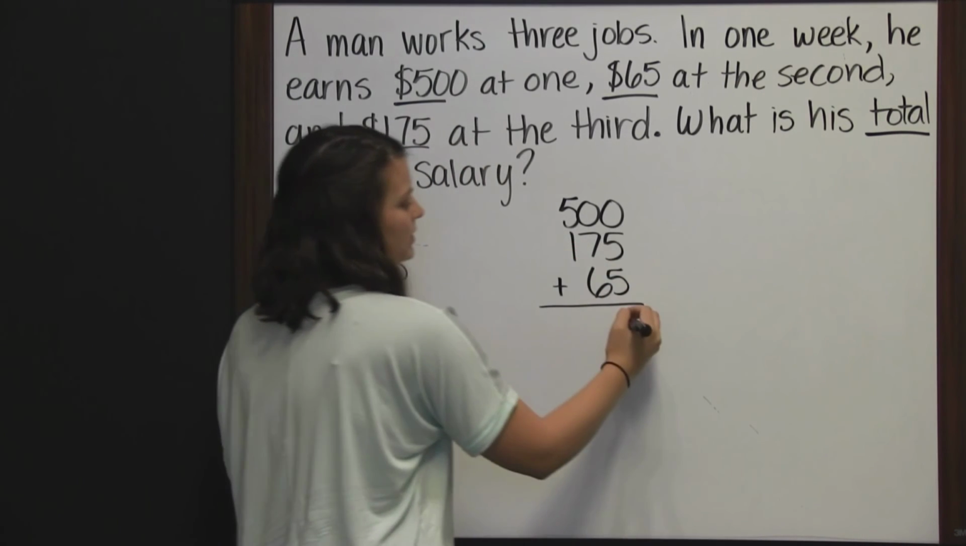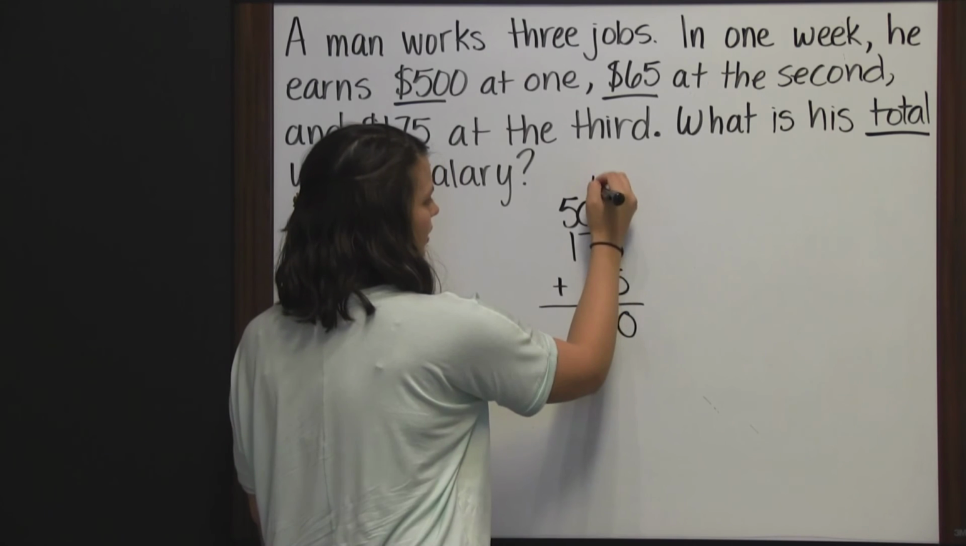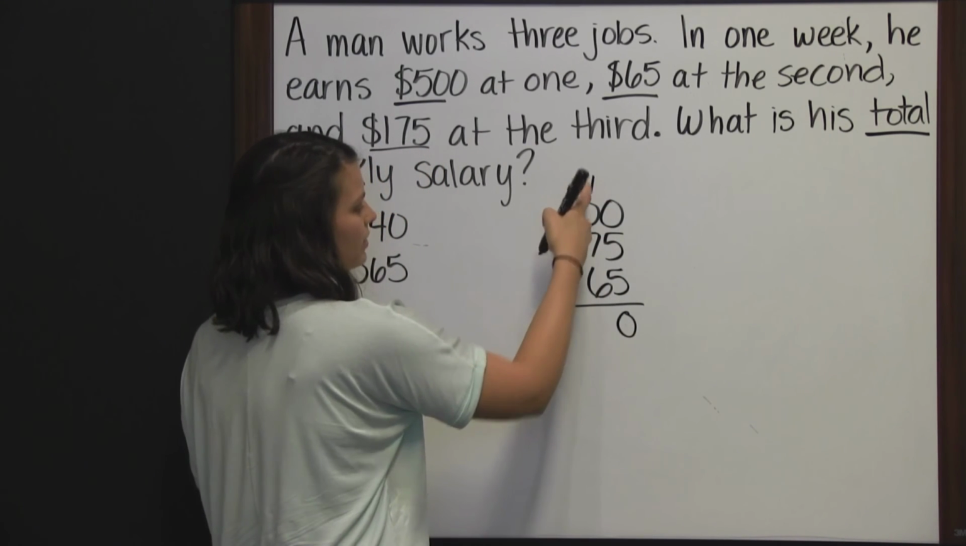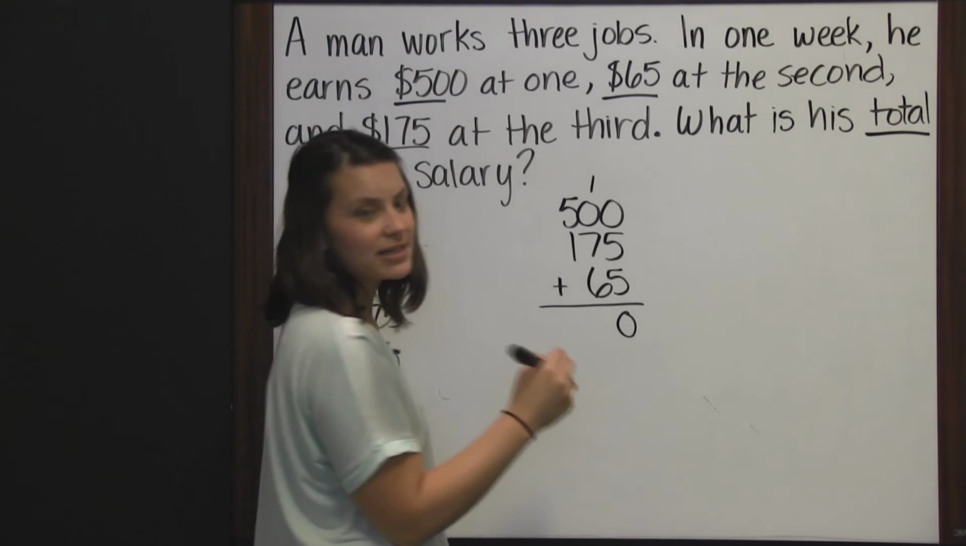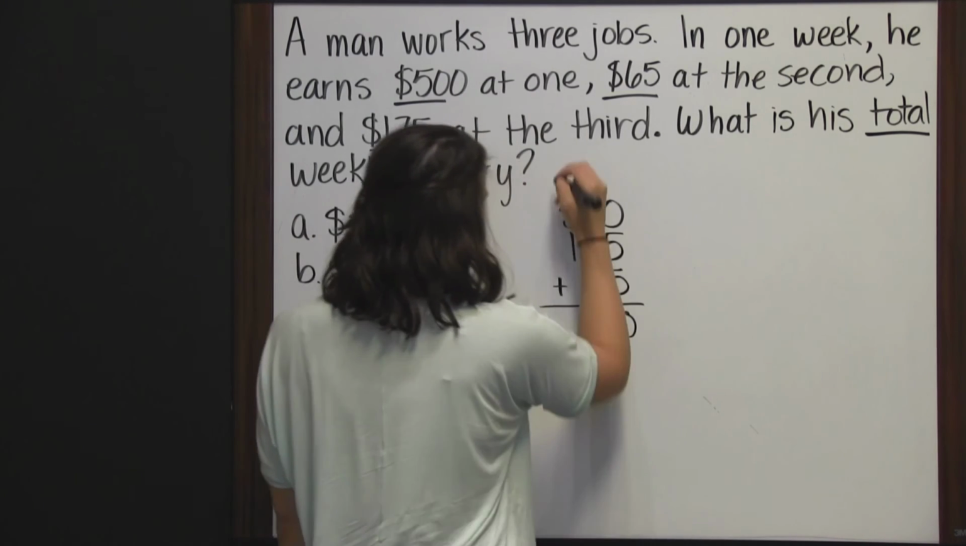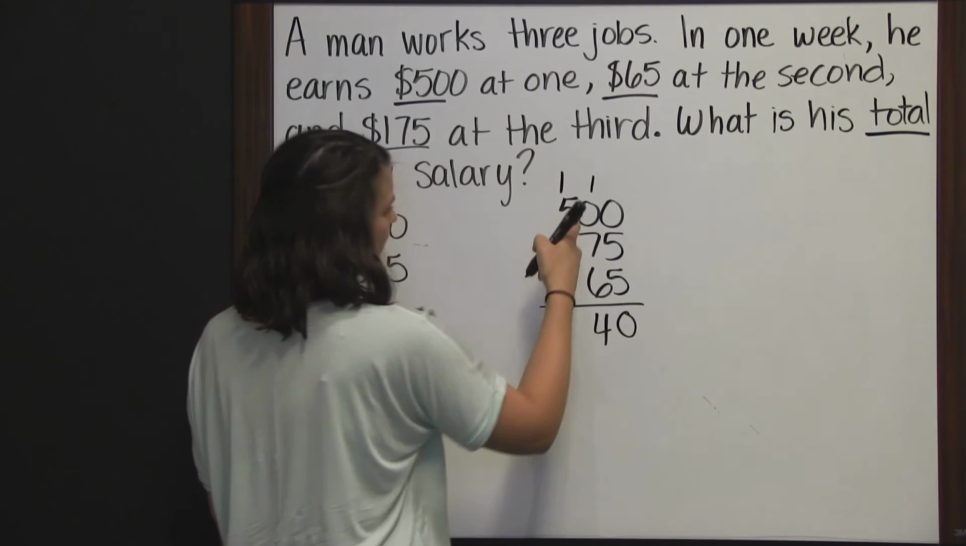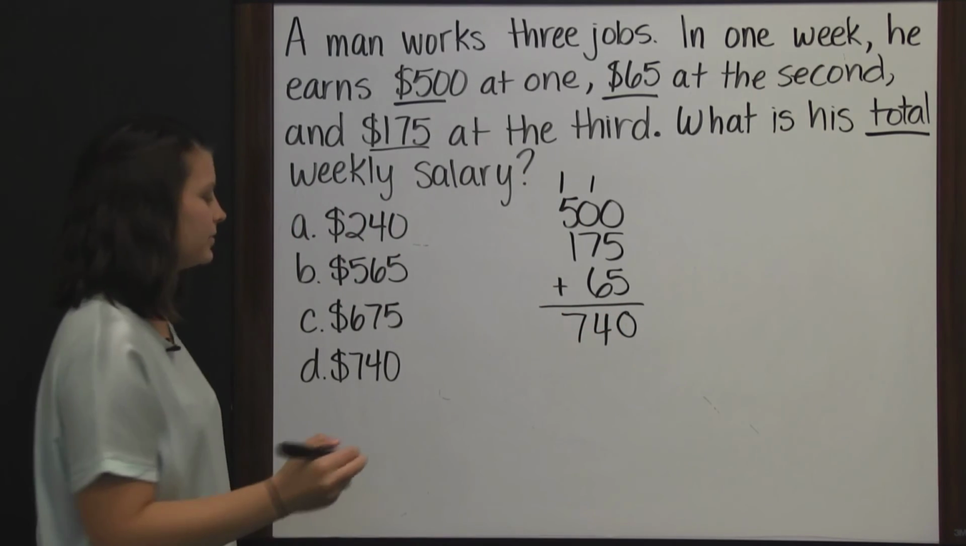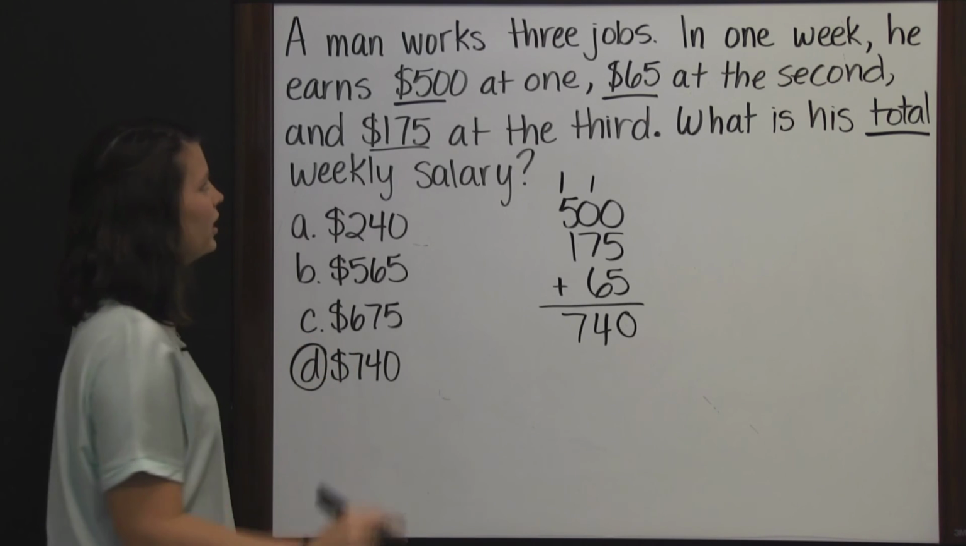5 plus 5 is 10, so write the 0, carry the 1. 6 plus 1 is 7, and 7 plus 7 is 14, so write the 4, carry the 1. And then 5, 6, 7. So that means from his 3 jobs, he makes $740.